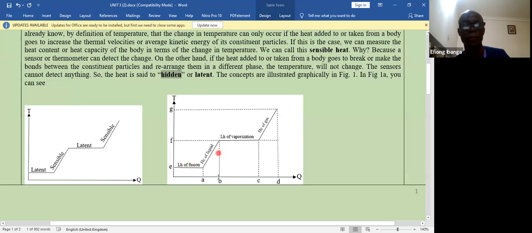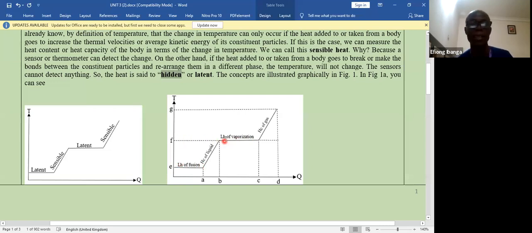When you get to this point, that's at temperature E, this is constant. This is temperature F, which is also constant. During these two temperatures, there is a change of phase. So you can see that you have a flat portion of the graph at this temperature. I hope you understand that.